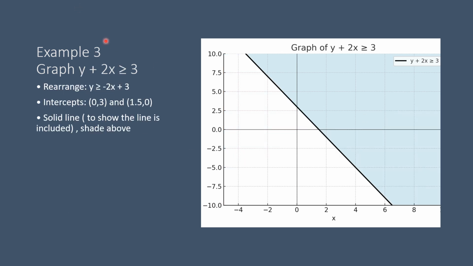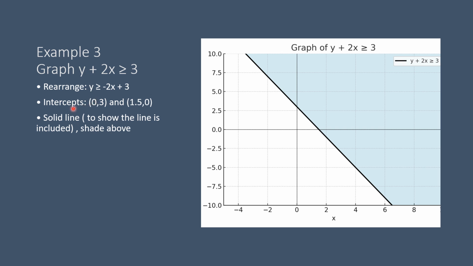Let's move to example 3. For example 3, we have a graph of y plus 2x greater than or equal to 3. As we said, the best thing to do is to make y the subject in this particular relation. So y is greater than or equal to minus 2x plus 3. So we have the inequality sign greater than or equal to.